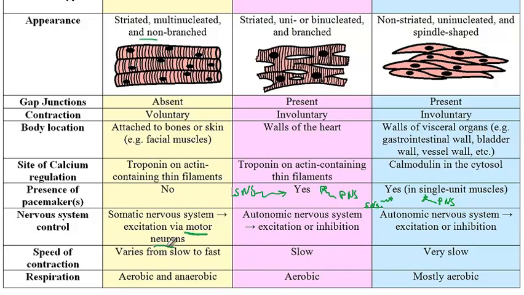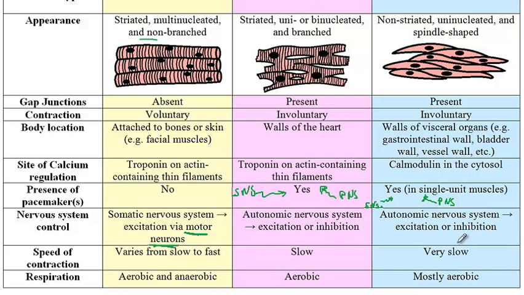Now, regarding speed of contraction, skeletal muscles can vary, and it depends on what type of muscle we are talking about, fast twitch versus slow twitch. So the speed of contraction can vary for skeletal muscles. Cardiac muscles have a relatively slow contraction speed, and smooth muscles have a very slow rate. Think of contraction of the GI tract, for instance. It takes much longer for them to contract in comparison to the heart.